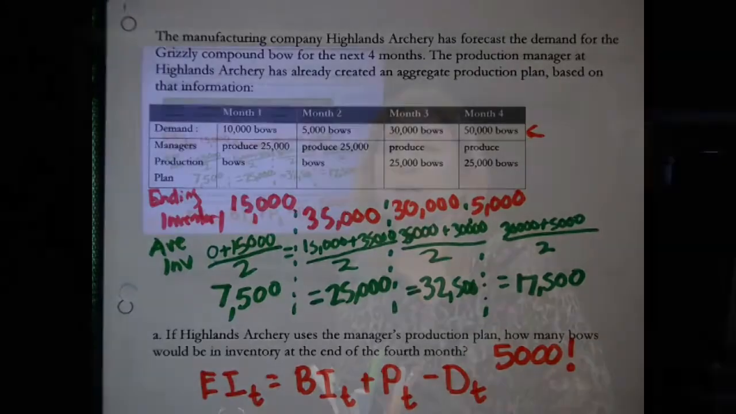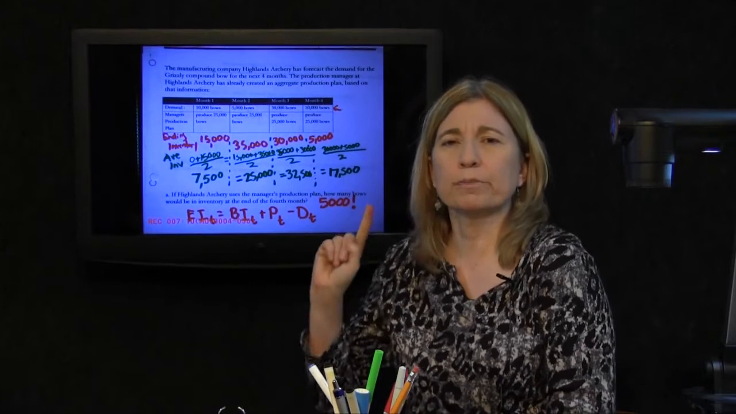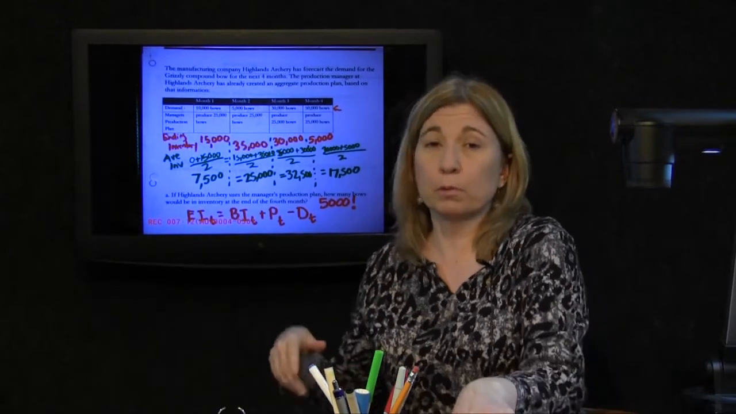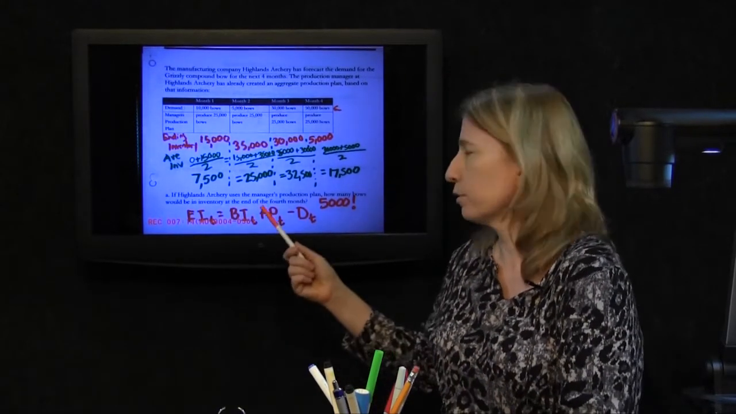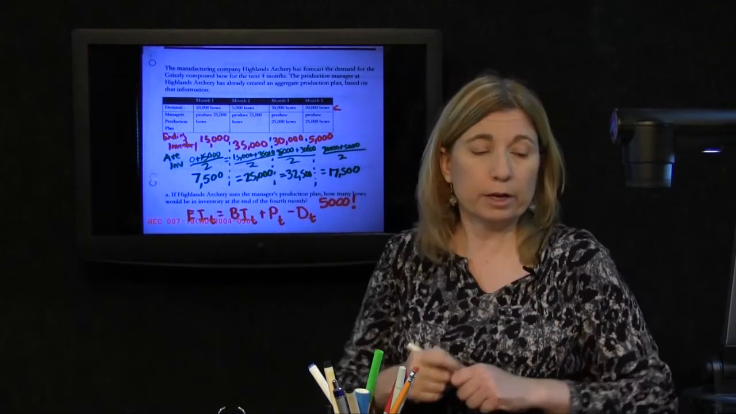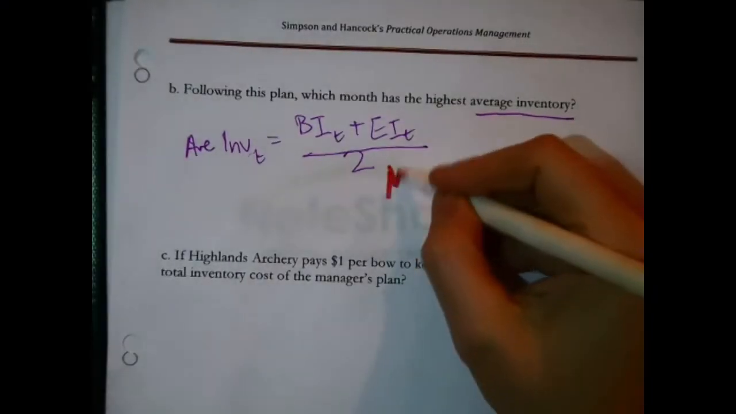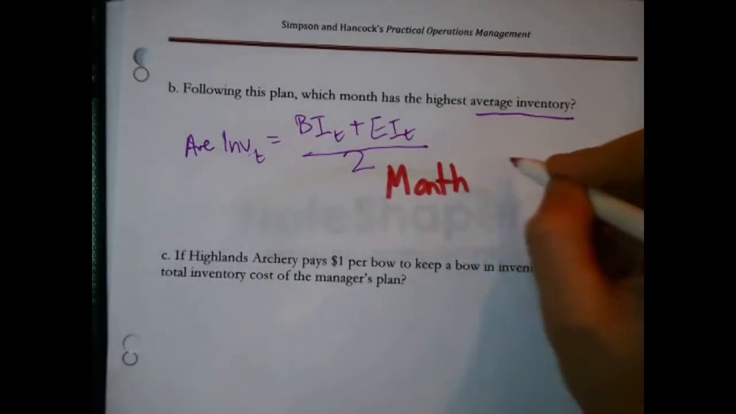So we've determined the average inventory for each one of those months: the beginning inventory plus the ending inventory divided by 2. The question asks which month has the highest average inventory. We're just looking for the largest number, right? And that would be month 3. Month 3 has the highest average inventory.